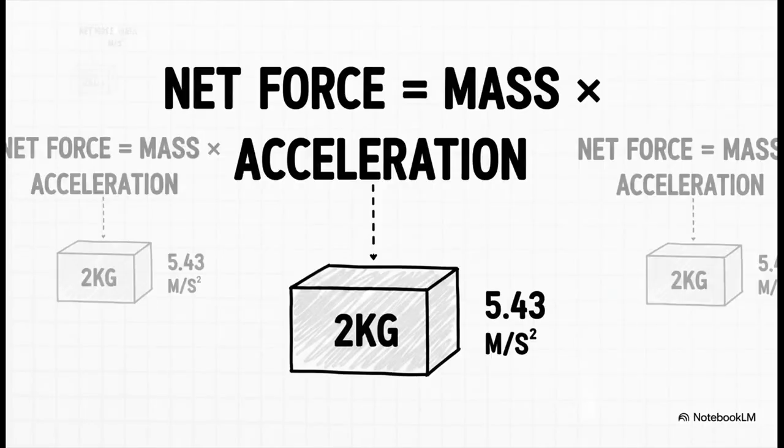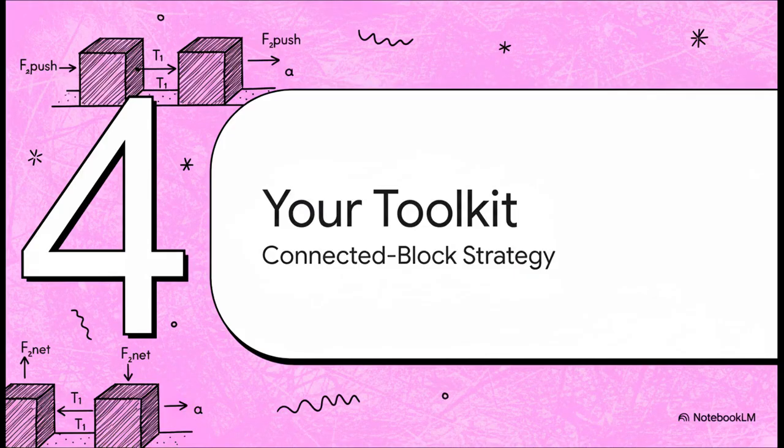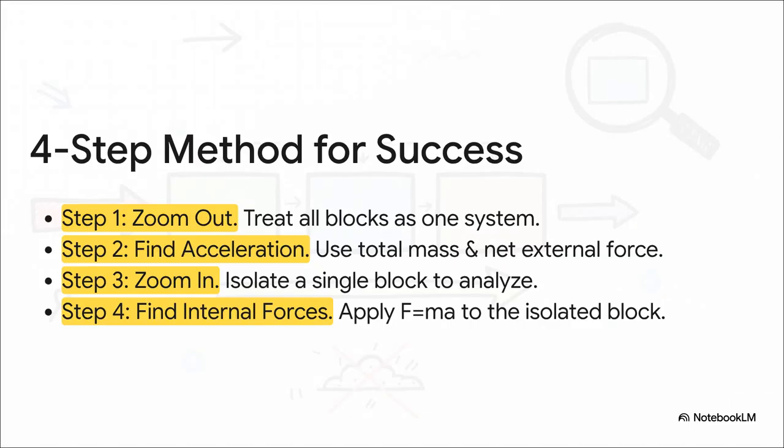And that's our answer. The net force on any single block in this chain is simply its own mass multiplied by the shared acceleration of the whole system. It's a fundamental principle that ties everything together. So we've completely taken apart this problem. We've solved all three parts. Now let's put it all back together into a simple toolkit that you can use on pretty much any connected block problem you ever come across. Here it is, your 4-step method for success.